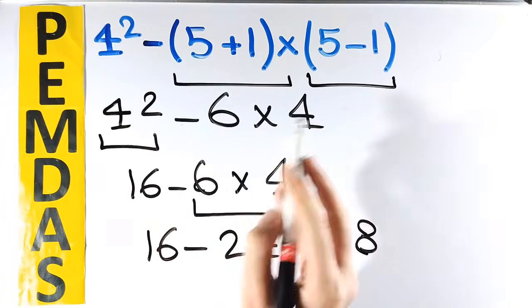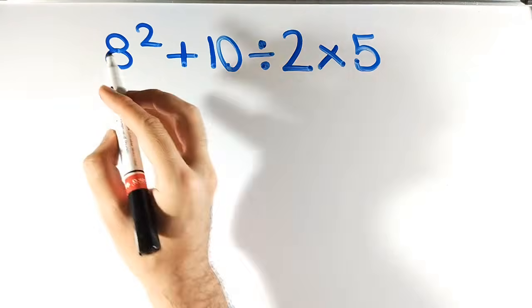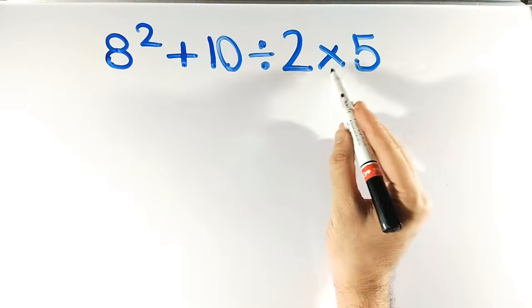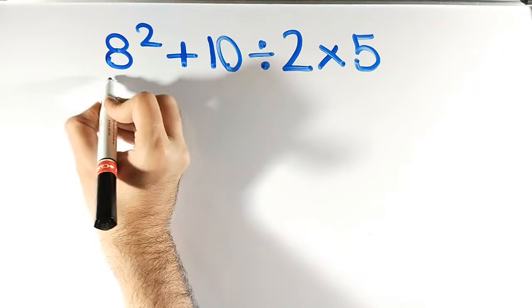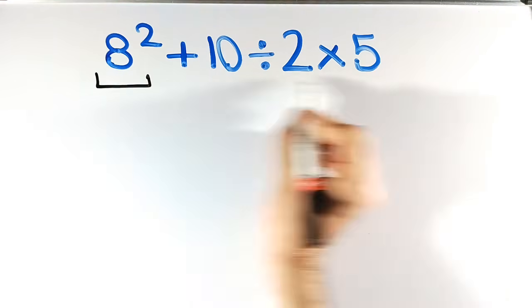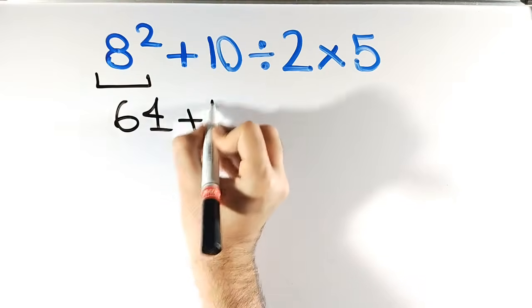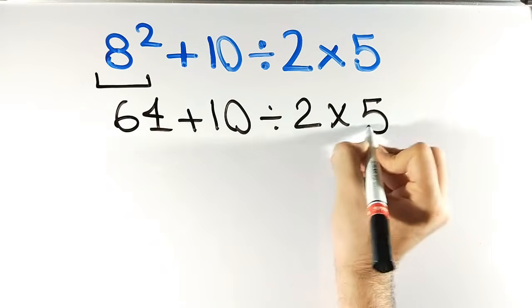Alright, now let's solve the final math question together. What is the value of the expression 8 squared plus 10 divided by 2 multiplied by 5? Many people when solving this question first go for the exponent and instead of this expression they write 64 plus 10 divided by 2 multiplied by 5.